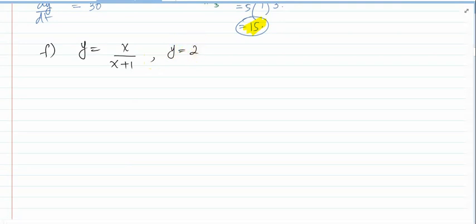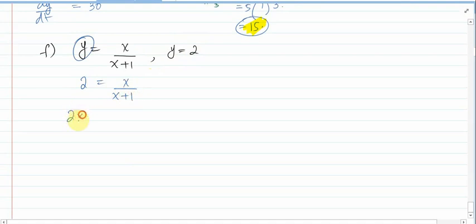Now there is one add-on step we need to follow in this question, and that is what? First we need to place the value of y in that question and find x. So 2 equals x divided by x plus 1, cross multiply. 2x plus 2 equals x, simplify, x equals minus 2. You got your value of x.